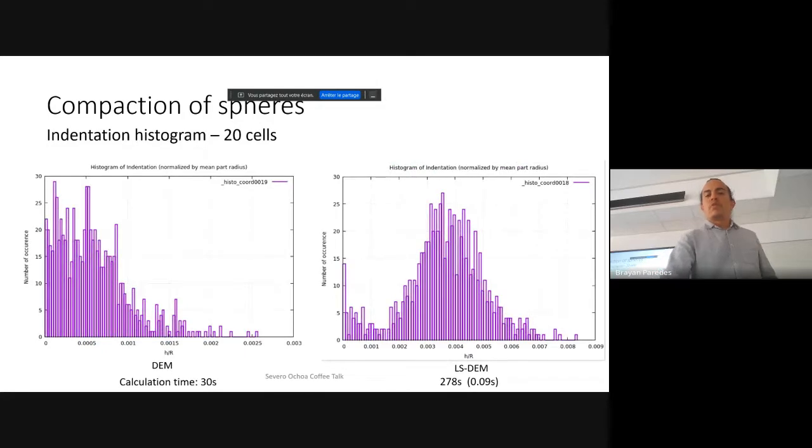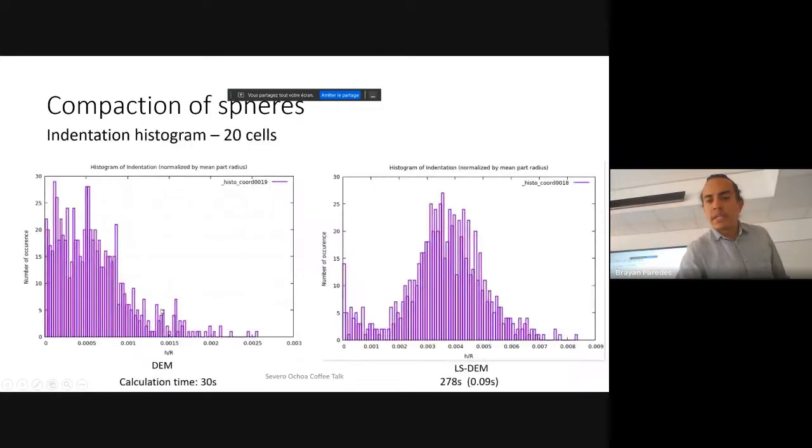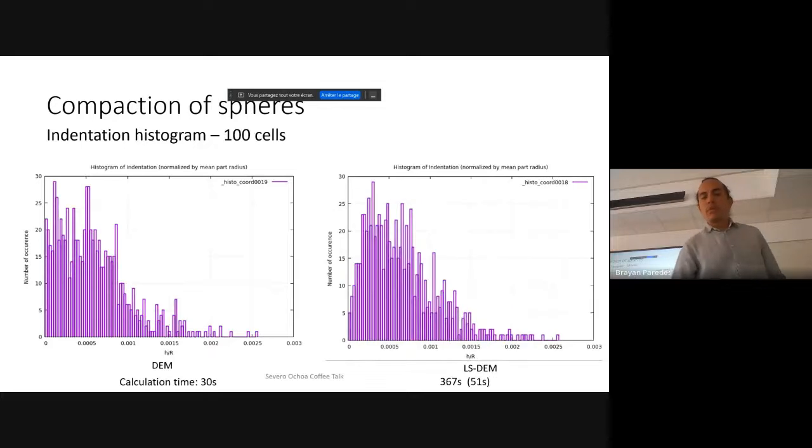We also have to look locally, not just the mean value, because it could sometimes be hidden. If you have the same curves, you can have higher contacts in one region and smaller in another. So what we do is a histogram of the contacts. On the left is the DEM, and on the right the level set DEM. First with 20 cells, we saw that the contacts are very, very different. Here we already saw a difference in the mean value, but here we see that the difference is higher than that. So we need more cells. And when we compare the 100 cells with the DEM, we saw that we are much closer.